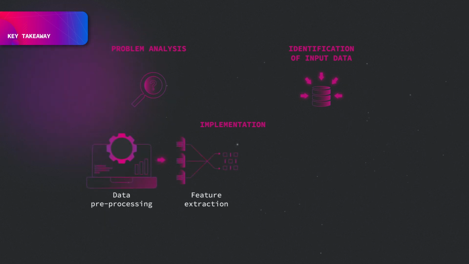To sum up, the choice of a machine learning method depends mainly on the given objective and the input data. The first step is always a careful problem analysis. After the required input data is identified, the implementation can start. It consists of data pre-processing, feature extraction, and the selection of a suitable learning technique. Finally, the learning algorithm is chosen and implemented.